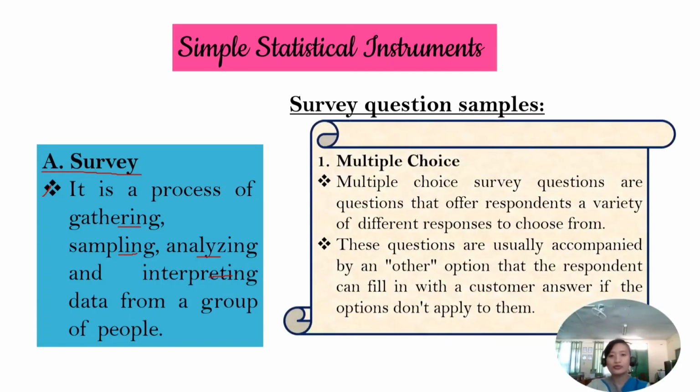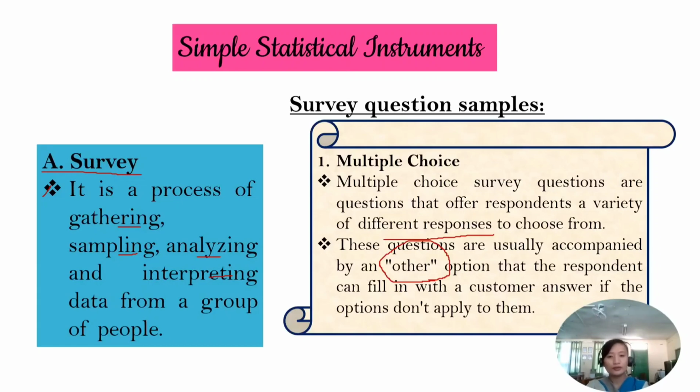There are 4 types or 4 samples of survey. The first one is multiple choice. Multiple choice survey questions are questions that offer respondents a variety of different responses to choose from. These questions are usually accompanied by another option that the respondent can fill in with a custom answer if the option doesn't apply to them.